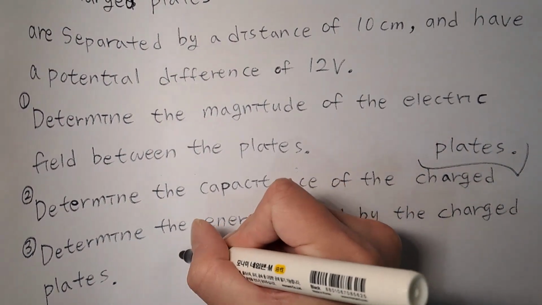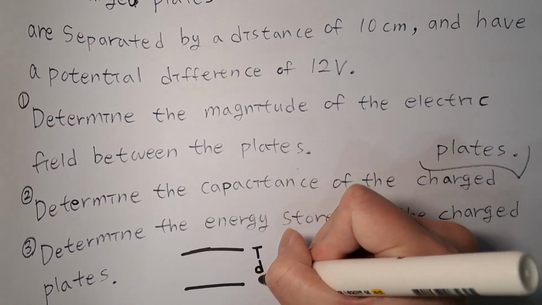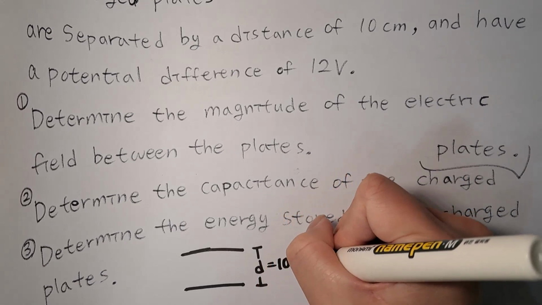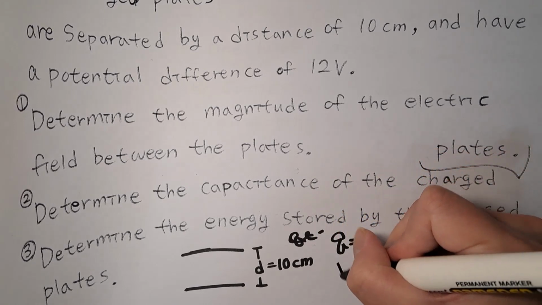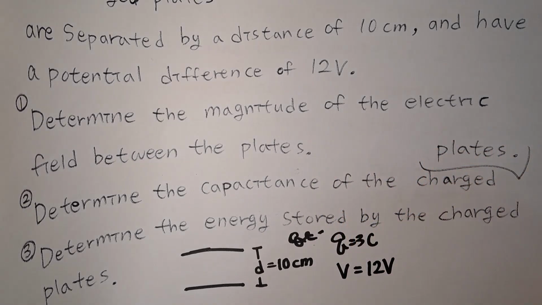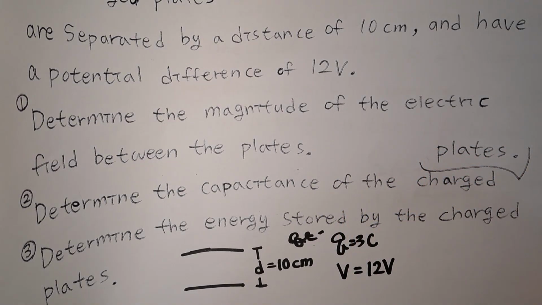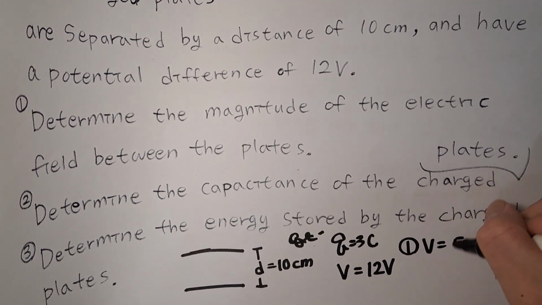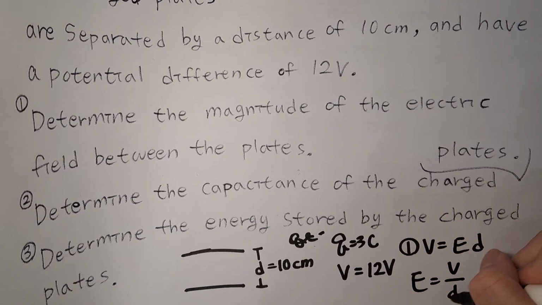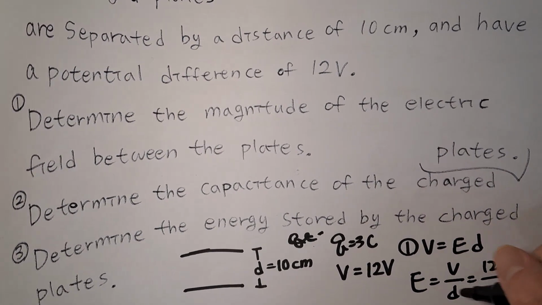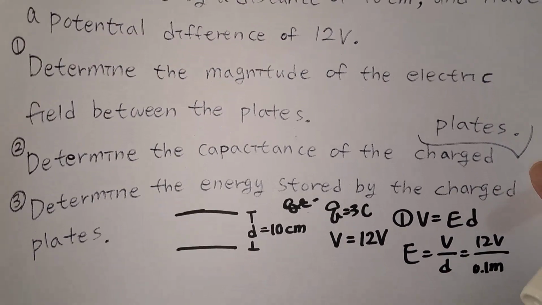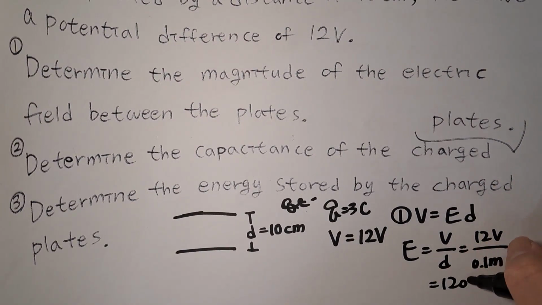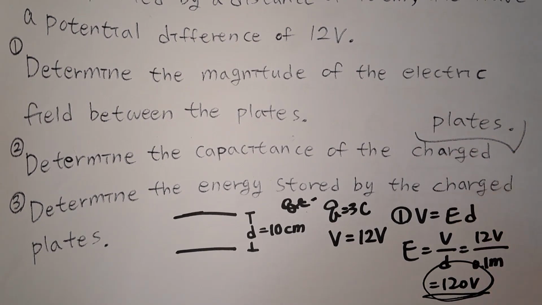So this is going to be the charged plates, and their distance D, and this is going to be 10 centimeters, and their charge Q. And we can find the answer of the first question by applying this equation. So 120 volt is going to be the answer of the first question.